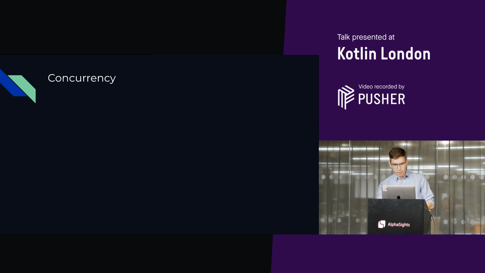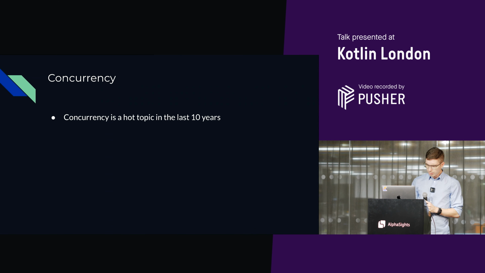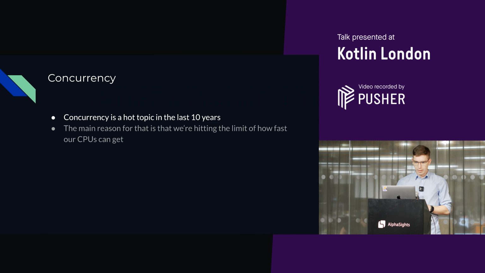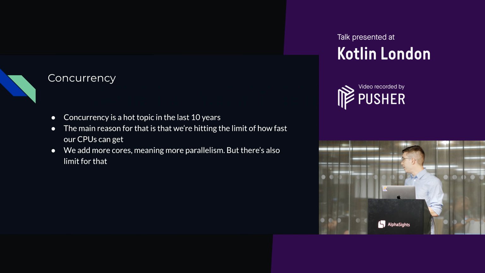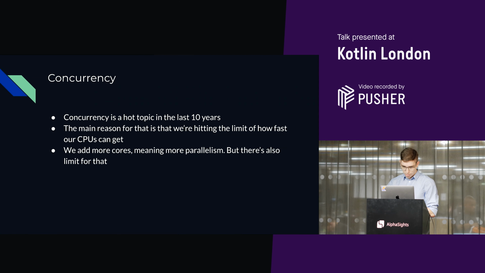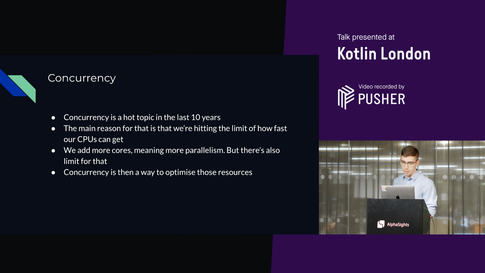So why do I speak about concurrency? First, it's been a hot topic in the past 10 years. And the main reason for that is that we're reaching the limit of how fast our CPUs can get. So we try to add more cores, meaning more parallelism, but there's also a limit for that. And our solution for this is actually concurrency. So concurrency is a way to optimize our resources.